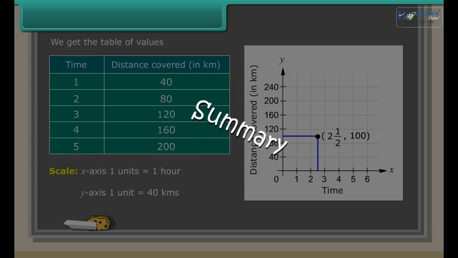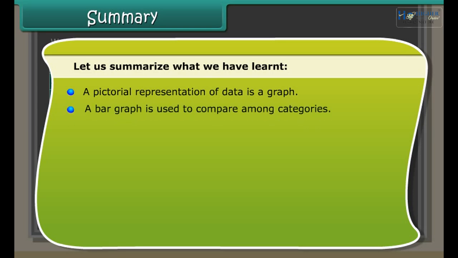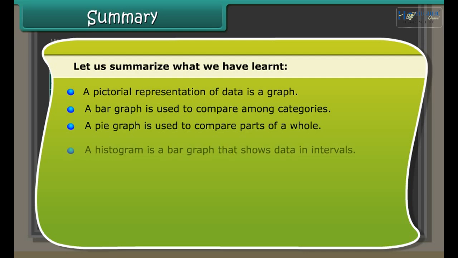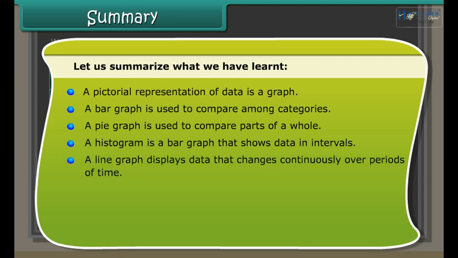Summary. Let us summarize what we have learned. A pictorial representation of data is a graph. A bar graph is used to compare among categories. A pie graph is used to compare parts of a whole. A histogram is a bar graph that shows data in intervals. A line graph displays data that changes continuously over periods of time.